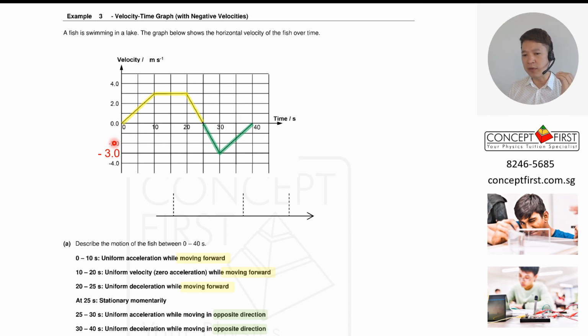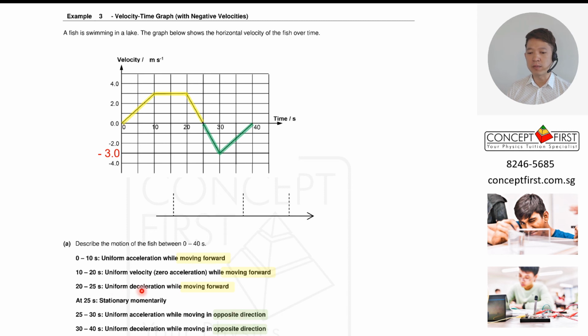Now if you think about the value from 25 seconds to 30 seconds, the value of the velocity, that is the speed actually, changes from 0 to 3. That means it's actually speeding up. It is speeding up in the opposite direction because of the negative sign. So uniform acceleration right here in the opposite direction.